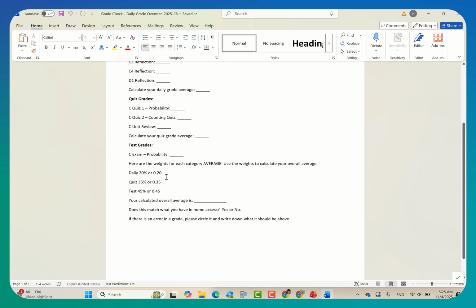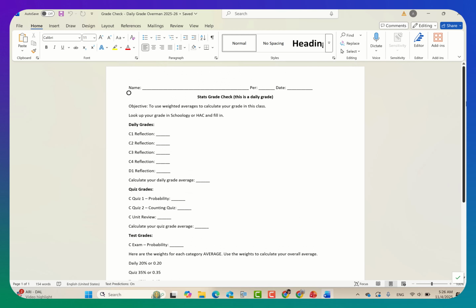And then you could take each of these averages. So take your average above, your daily grade average, and multiply it by 0.20. Take your quiz grade average and multiply it by 0.35. And take your test grade, then you only have the 1, and multiply it by 0.45 and add those up. And that should be your average, and it should match what you have in Home Access. So go ahead and look up in Home Access what these are. Turn this in, and yes, this is for a grade, all right?